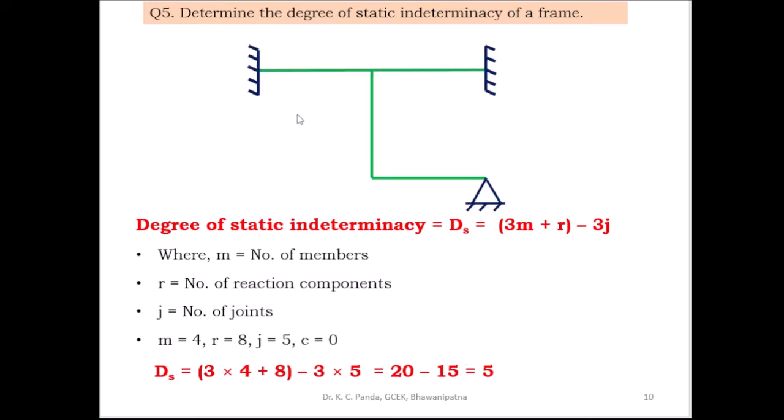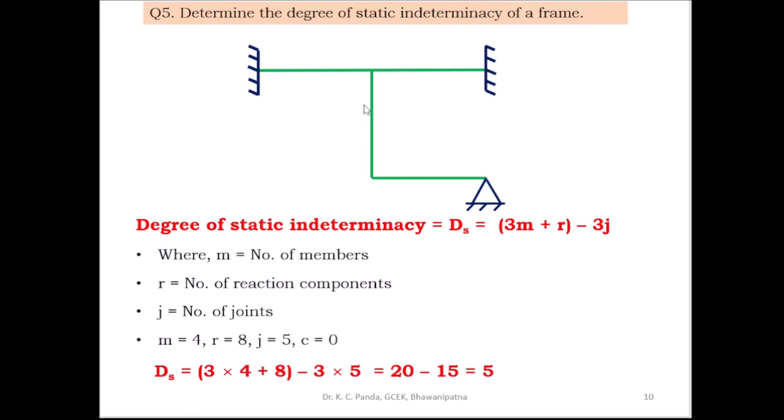Coming to another example. So here this is the frame, and this end is fixed, this end is fixed, and this is the hinge support. And here the number of members are equal to 1, 2, 3, 4. 4 members. Number of joints are equal to 1, 2, 3, 4, 5. J is equal to 5.